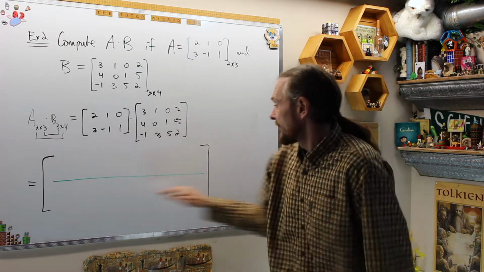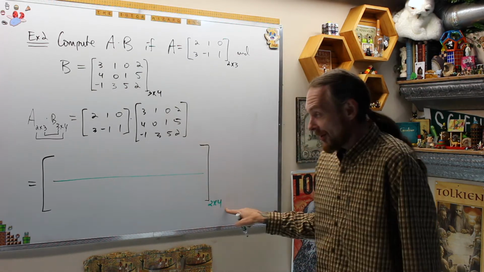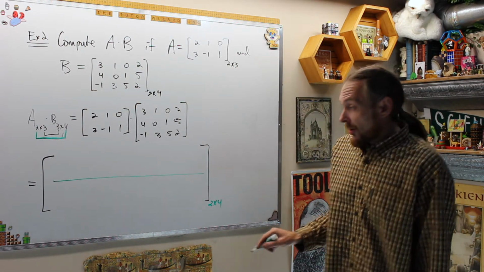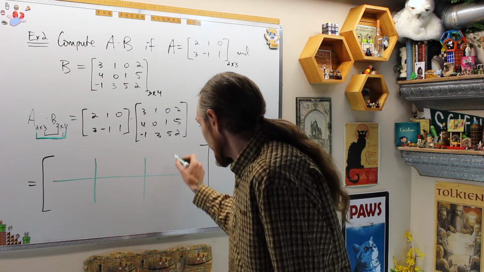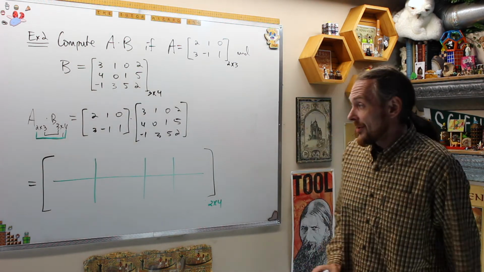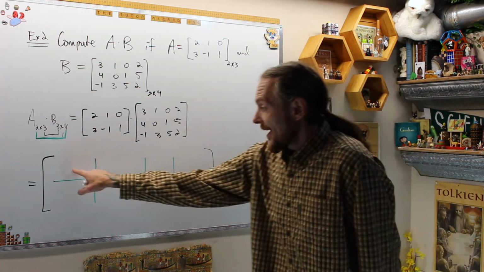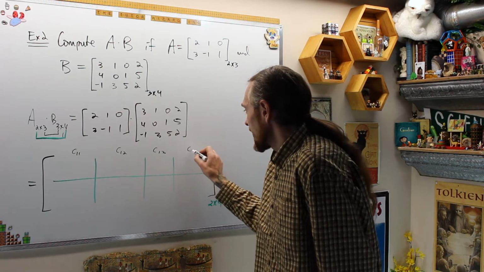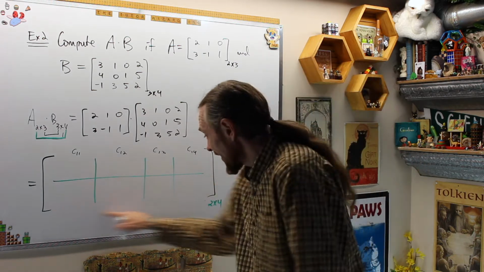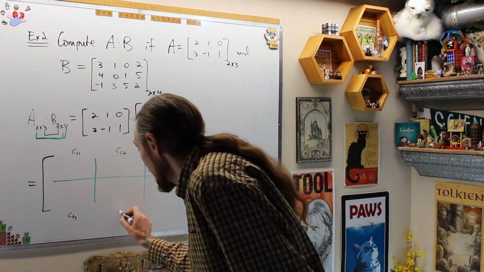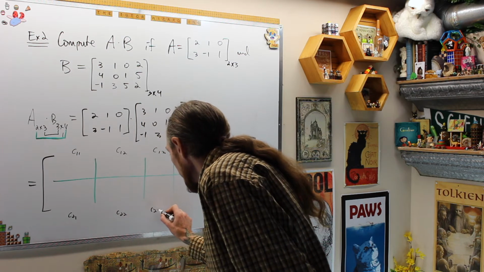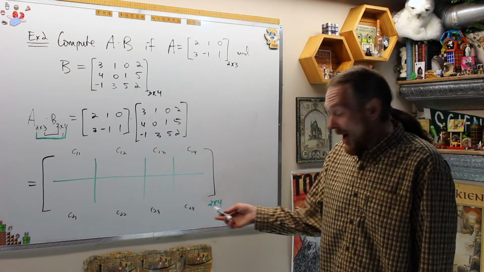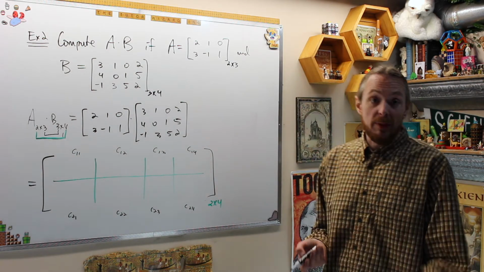This will be 2 rows. I know the size before I start, and that's what helps me, so I write it out ahead of time. I'm going to have 2 rows and 4 columns. In each of those entries, this is C11, this is C12, this is C13, and this is C14. And in the second row, C21, C22, C23, and C24. Those are the 8 entries. We have to compute how many entries? 2 times 4, 8 entries to compute this matrix multiplication.